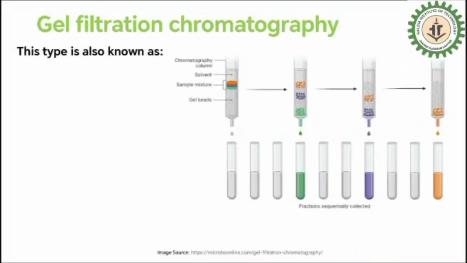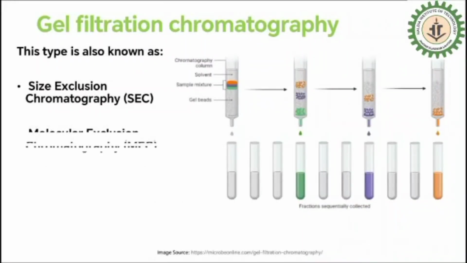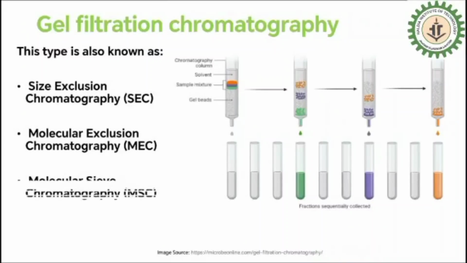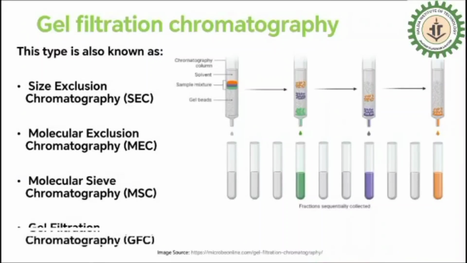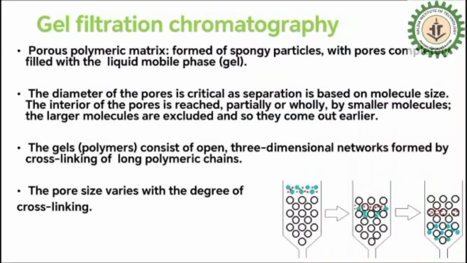Next is gel filtration chromatography. This type of chromatography is also known as size exclusion chromatography, molecular exclusion chromatography, molecular sieve chromatography, or simply gel filtration chromatography. As the name indicates, this type of chromatography will help us to include some solutes inside or exclude some solutes. Finally, we can get the solutes present in the mixture separated inside the column and we can elute those accordingly.